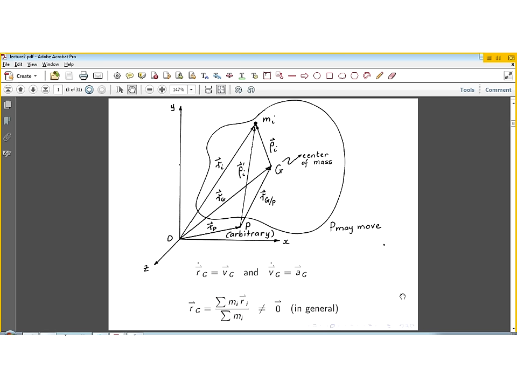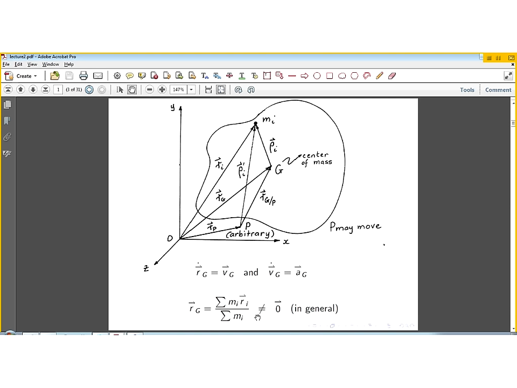Now, let's look at the definition of the center of mass position vector, this R sub G. We can say that R sub G is calculated as the fraction where the numerator is the sum of the masses of the individual particles, each multiplied by their own position vectors, and divided by, in the denominator, the sum of all the masses of the various particles. And why we define it like this, I'll get back to in a moment.